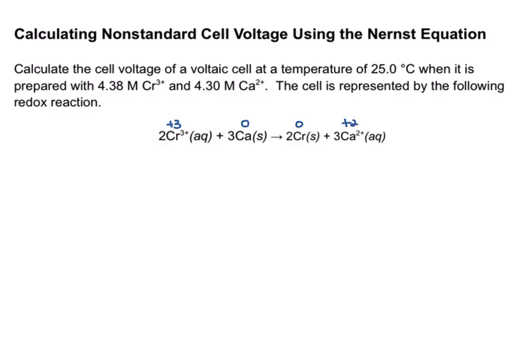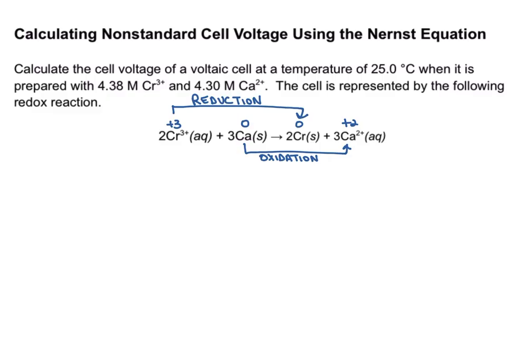Now we want to compare element to element. Chromium starts off at a +3 oxidation state and ends up with a 0 oxidation state. So there's been a decrease in oxidation state, and that would mean reduction. Calcium starts off at a 0 oxidation state and ends up with a +2 oxidation state. So an increase in oxidation state means oxidation.